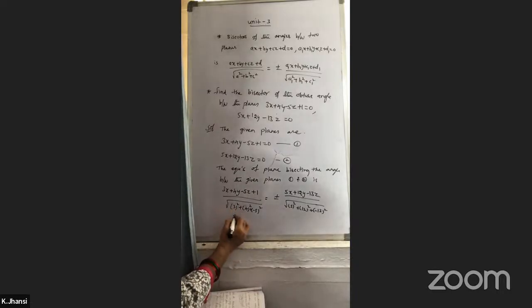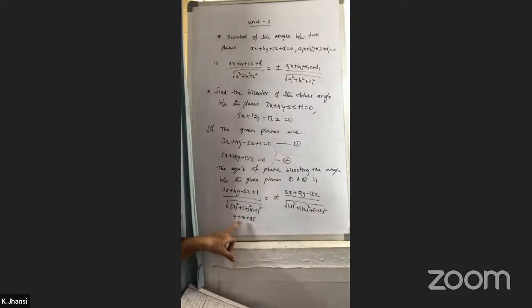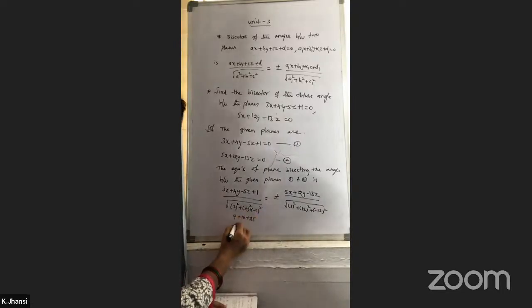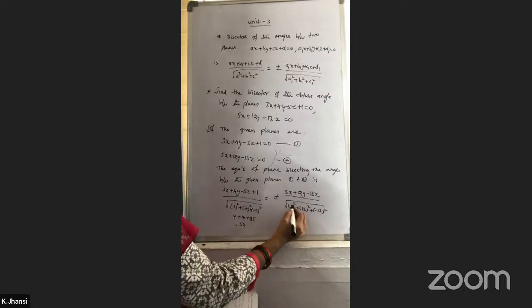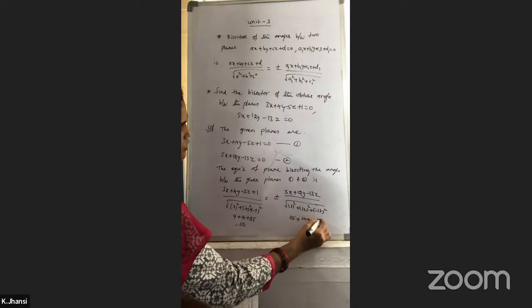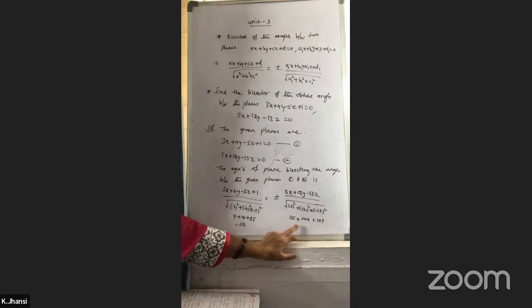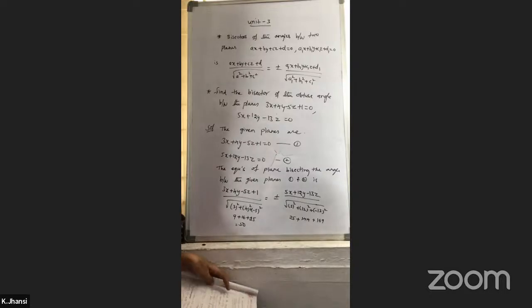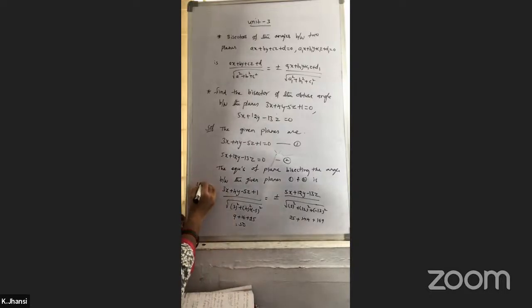3 square is 9, plus 4 square is 16, plus 5 square is 25. 16 plus 9 is 25, and 25 plus 25 is 50. And here 5 square is 25, plus 12 square is 144, plus 13 square is 169. If you add 144 plus 25, it is 169. 169 plus 169, you will get 338.